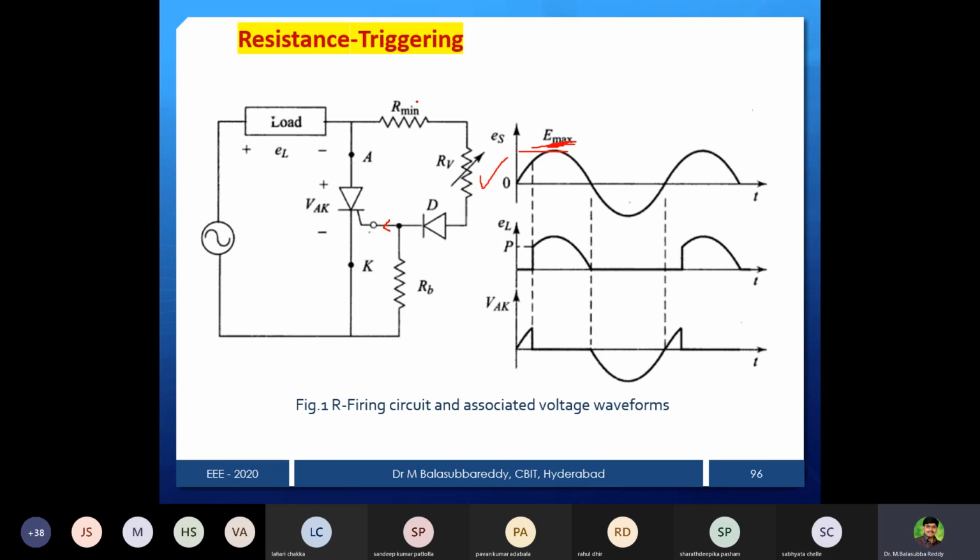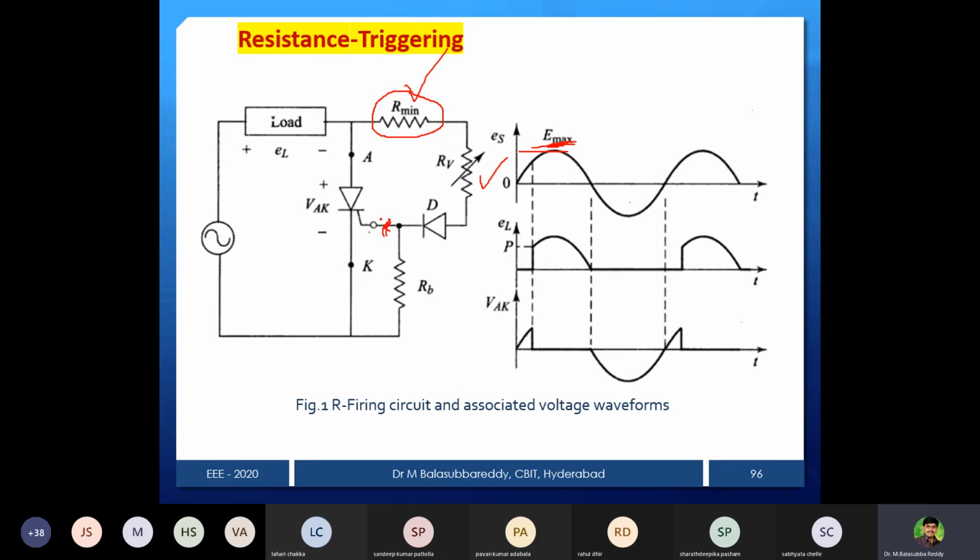Another problem we can see here: if I am not using the R minimum, what will happen? Let R minimum be zero resistance, a short. I don't use that R minimum, and unfortunately the RV value is very, very low. Then what is the current passing through the gate? Gate current I is equal to V by R, no? R is very, very small because only the junction resistance is there. I am not using R minimum, and the RV value is unfortunately 0. I kept it very low, and then a very high current passes through the gate terminal.